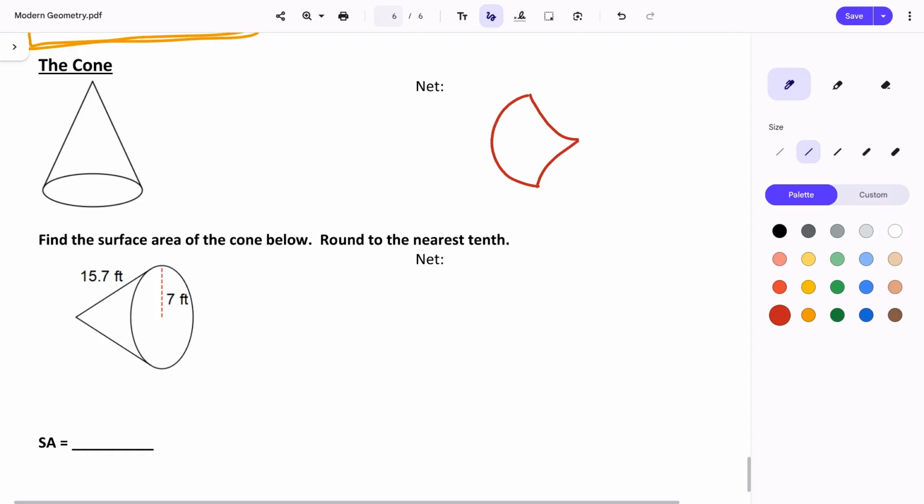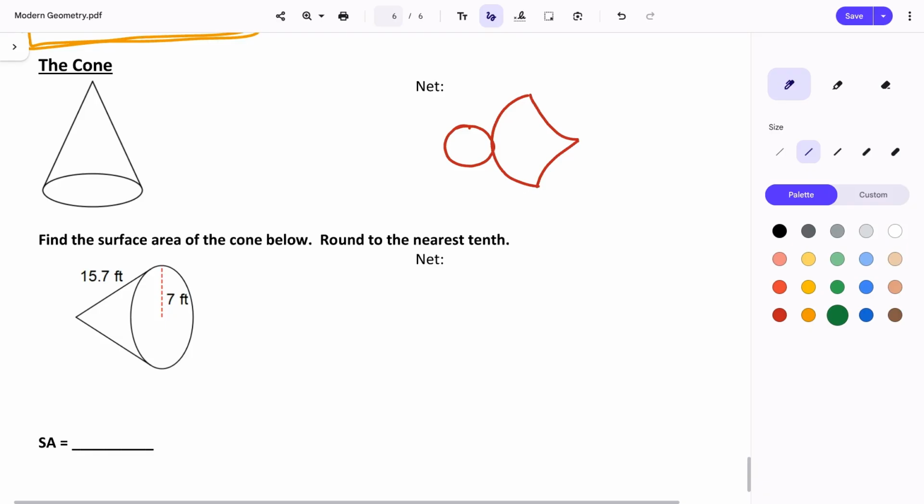And then we're having this circle as my base. So I'm going to attach that, and I always draw it right to the left of it. Oops, I don't want it to overlap. So like that. That's what your nets are going to look like for a cone. They look, like I said, a little bit weird.